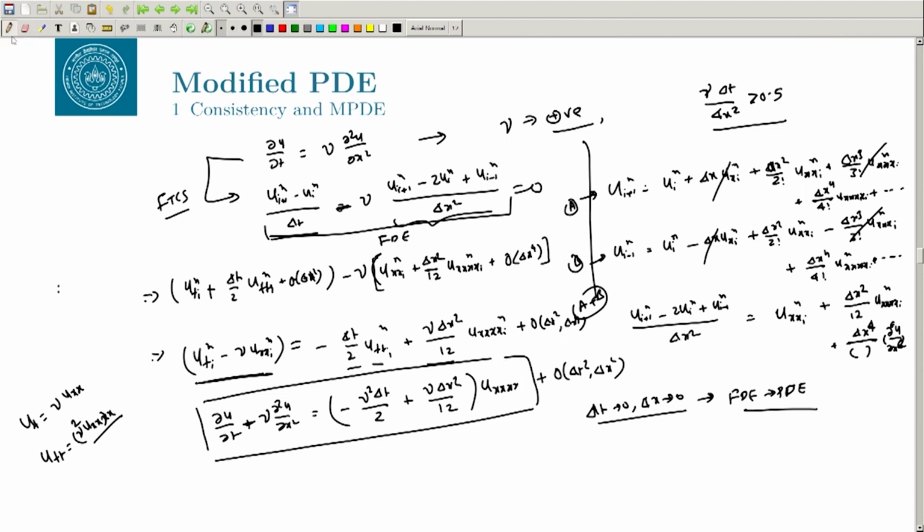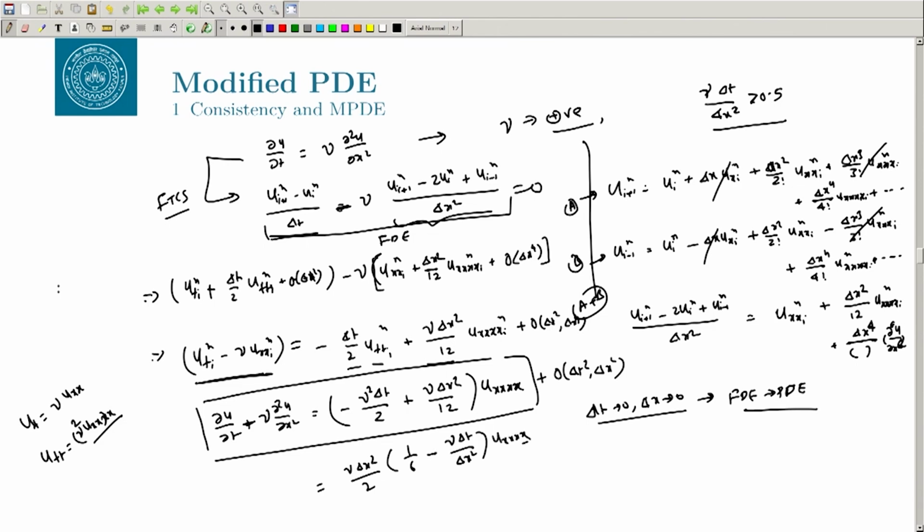Okay, now you can see one interesting thing. So, what I am going to do is take this nu delta x square outside, and maybe take 2 also, right. So, that will become 1 by 6 minus nu delta t by delta x square.